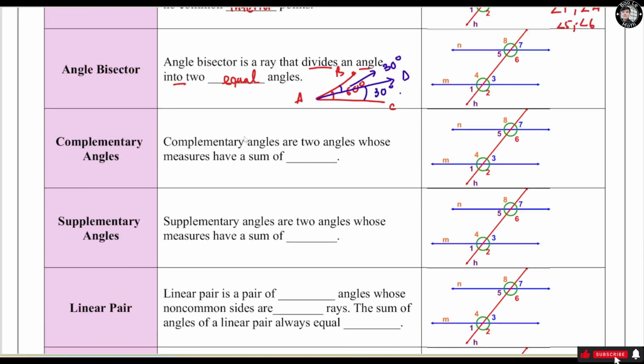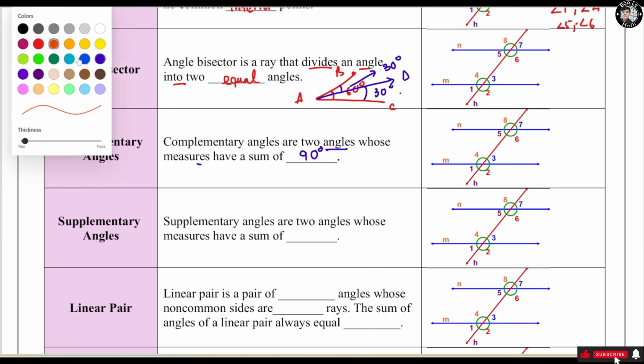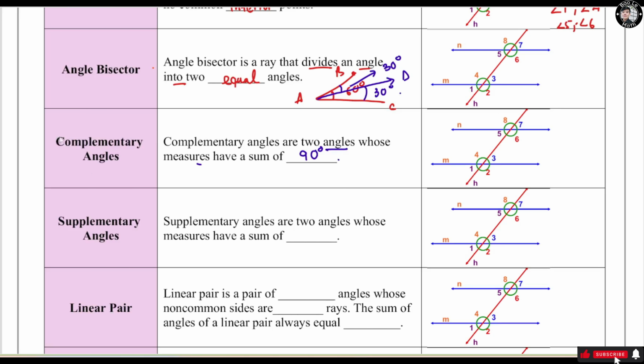Complementary angles are two angles whose measures have a sum of 90 degrees. Now I'm going to show you a trick how to memorize this one. Look at the first letter right here, C. You just put the line right here, and it's going to be 90 degrees, right? Look at this one right here.